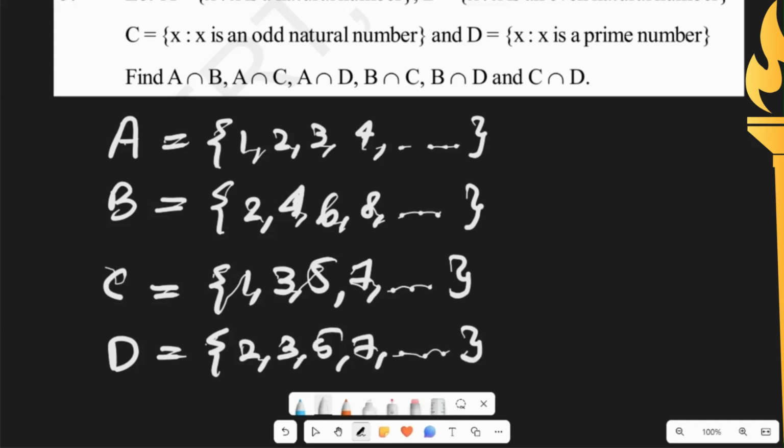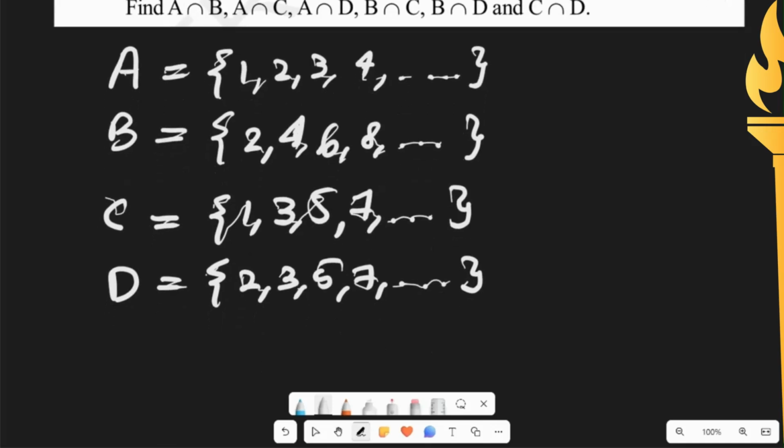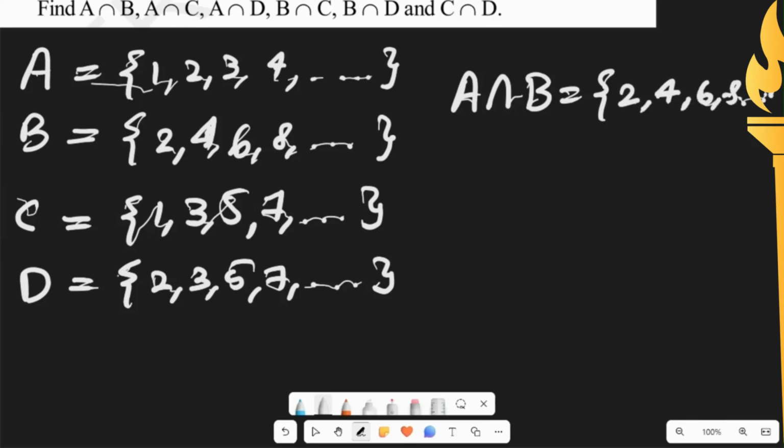So they are asking us to find A intersection B, A intersection C, A intersection D, B intersection C, B intersection D, and C intersection D. So first let's find A intersection B. So the common elements in both of the sets are even numbers, because if we see A, it has all natural numbers, and if we see B, it has only even natural numbers. So common terms would be only even natural numbers 2, 4, 6, 8, and so on.